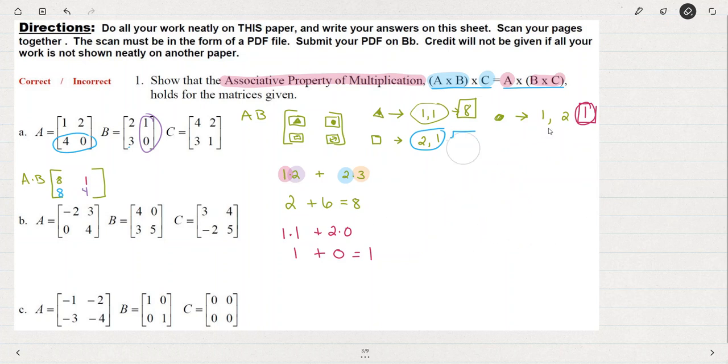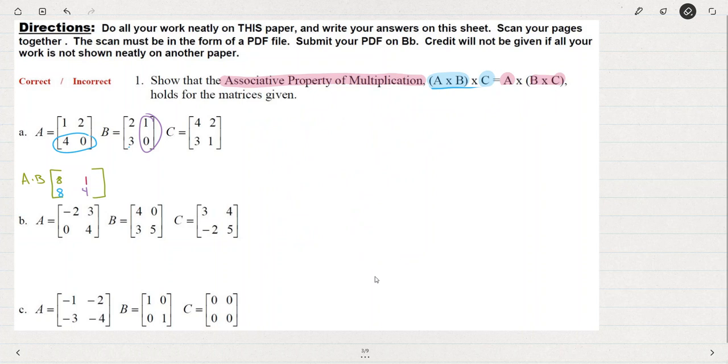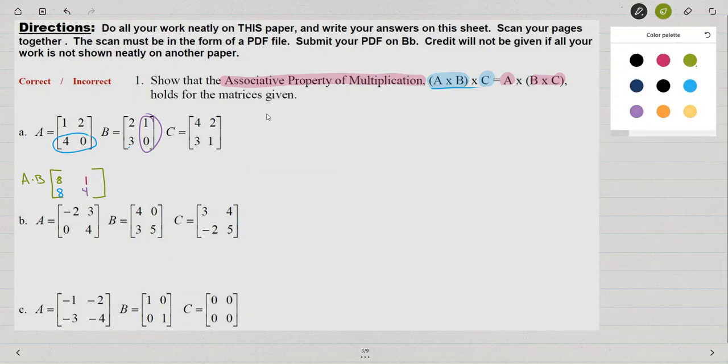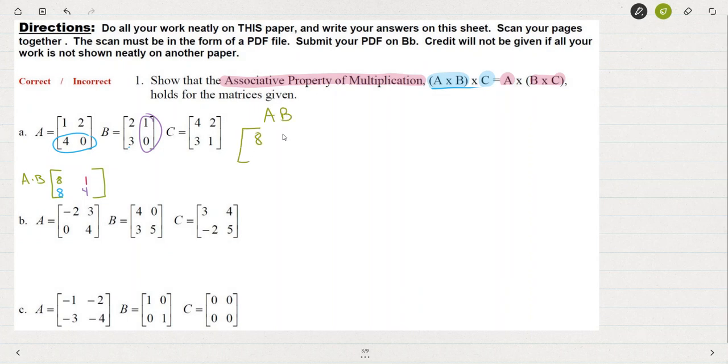I'm going to erase some of this work here because the next step is to now multiply our AB, and our AB again came out to 8, 1, 8, 4. We're going to multiply this times C, 4, 2, 3, 1. To do that multiplication, I'm going to take the 8 and the 1 and multiply them by 4 and 3 and get the new element. So 8 times 4 plus 1, we were in column 1 still, 1 times 3, which would yield 32 plus 3.